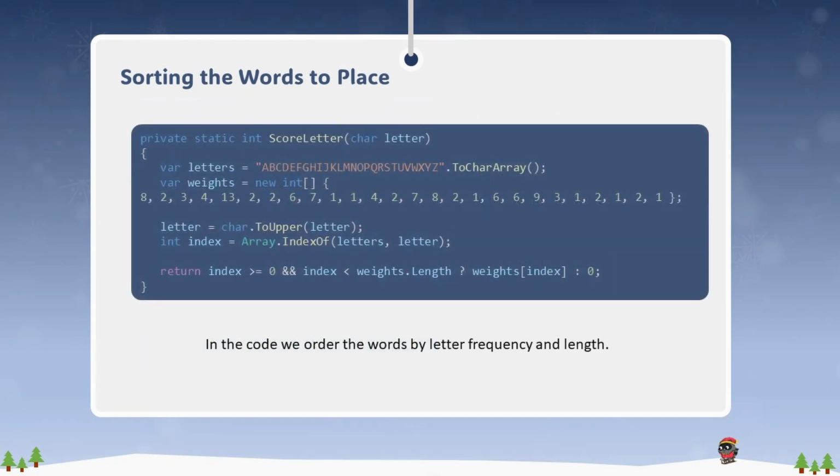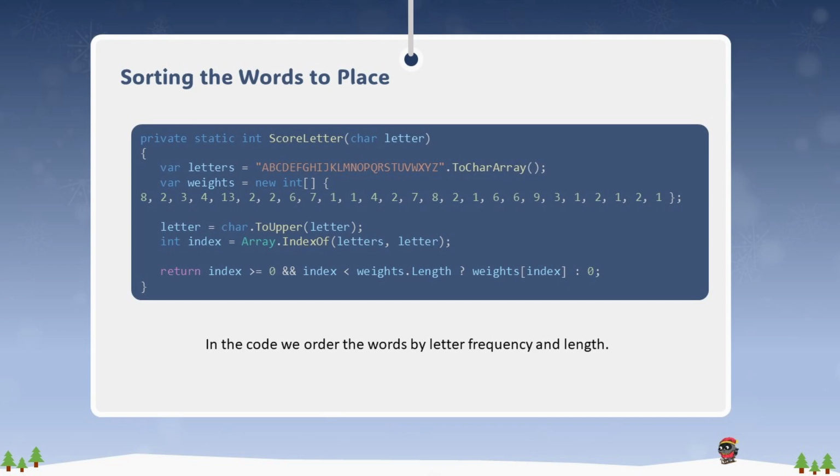We do this in the code by scoring each word, allocating a point to each letter based on the frequency that letter is used in the English alphabet. The longer words will end up with a higher score because they have more letters. However, words with more vowels will also score highly.